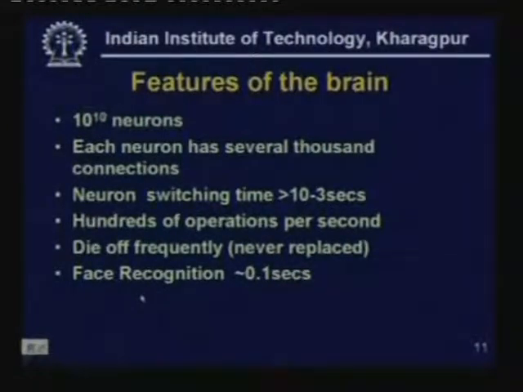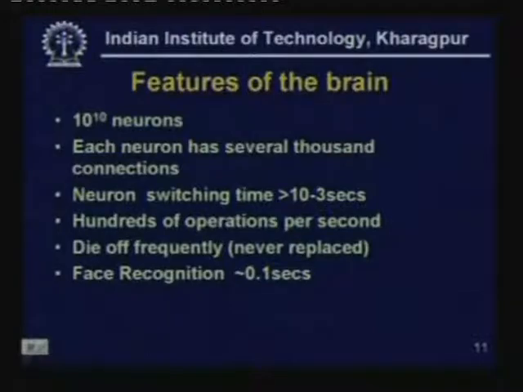Now, some salient features of the human brain are as follows. There are about 10 to the power 10 neurons. Each neuron has several thousand connections. Neuron switching times are of the order of 10 to the power minus 3 second, that is 1 millisecond. A neuron can perform hundreds of operations per second. Also, neurons die off frequently and some of them are never replaced.